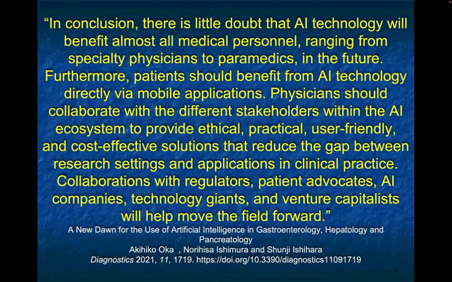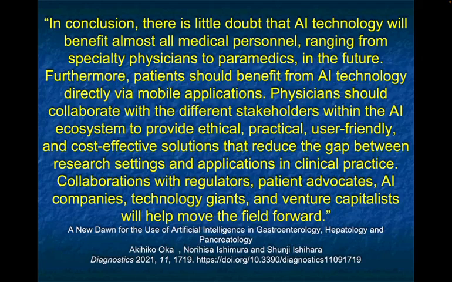Okay? This article, this is related to GI, but it makes the point. There is little doubt that AI will benefit all medical personnel, from specialty physicians to paramedics in the future. Patients should benefit from AI directly via mobile apps. Physicians should collaborate with different stakeholders within the AI ecosystem to provide ethical, practical, user-friendly, and cost-effective solutions that reduce the gap between research and applications in clinical practice. Collaboration with regulators, patient advocates, AI companies, tech giants, venture capitals will help move the field forward.